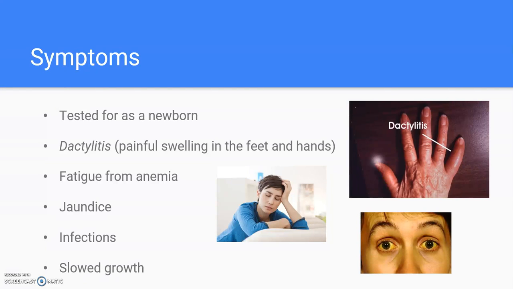Testing the blood for sickle cell anemia is routine for newborns, so it isn't a disorder that shows up gradually over time. Some of the symptoms, however, include dactylitis, which is painful swelling in the feet and hands, jaundice, chronic infections, slowed growth rate, and fatigue caused by anemia, which is a low red blood cell count.